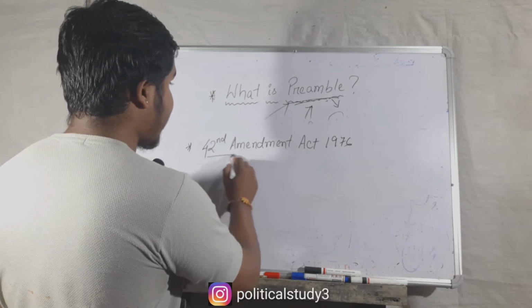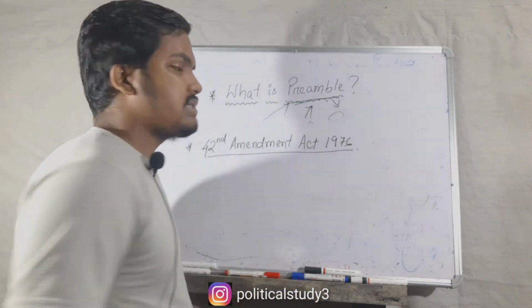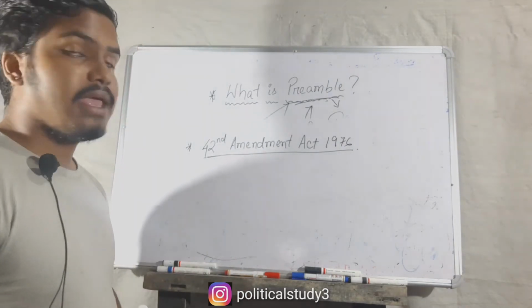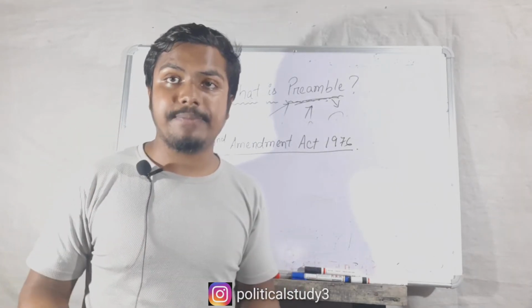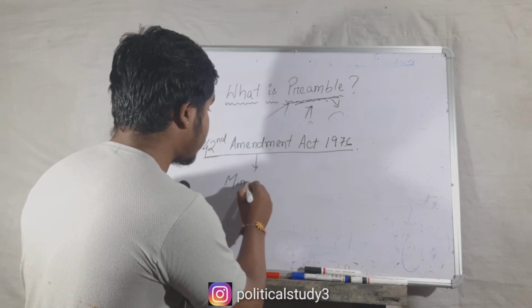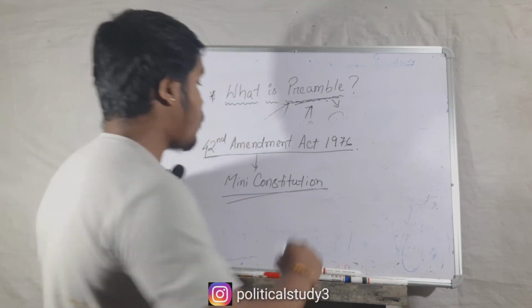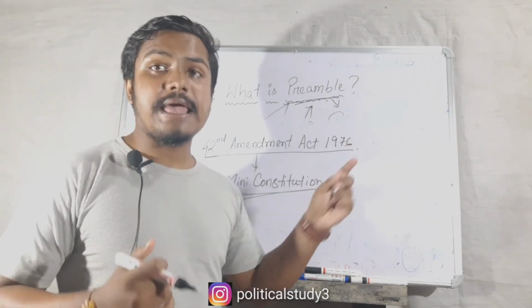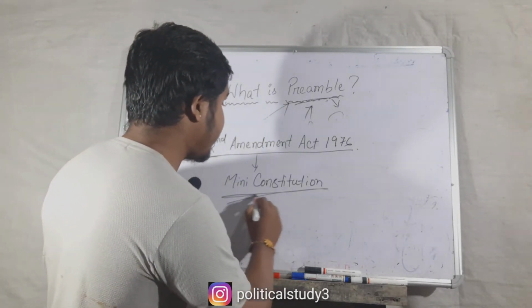Understand? 42nd Amendment Act 1976. What is the 42nd Amendment Act 1976? See, the 42nd Amendment Act 1976 is very important for our Indian constitution. And my dear friends, our Indian constitution has been changing from time to time to make it better. This 42nd Amendment Act is also known as the mini constitution of India. Now, why is it called the mini constitution? See, during this Amendment Act 1976, many changes took place in our Indian constitution, and that's the reason it is known as the mini constitution of India.